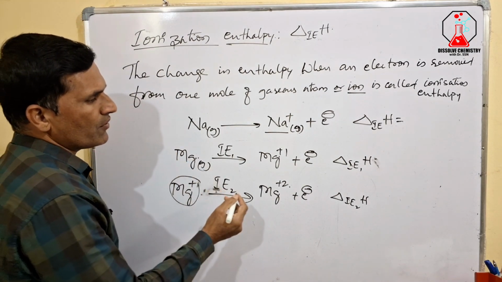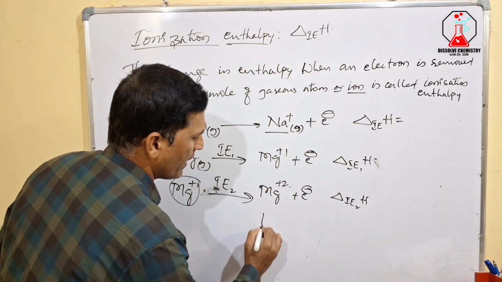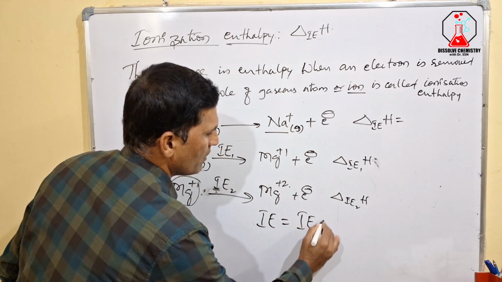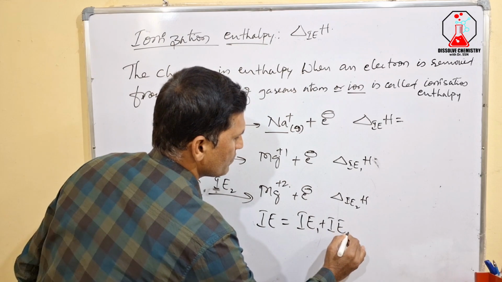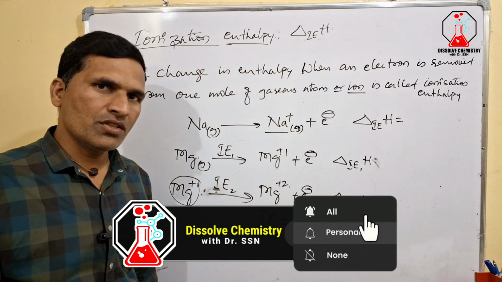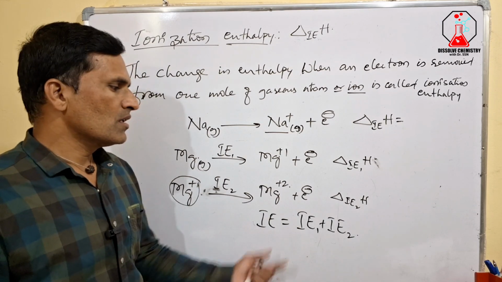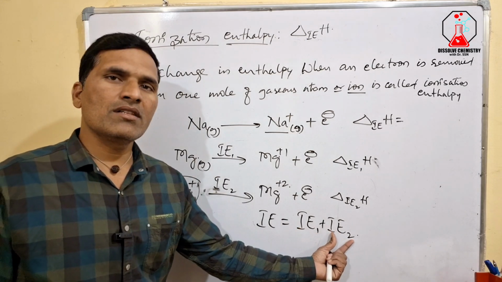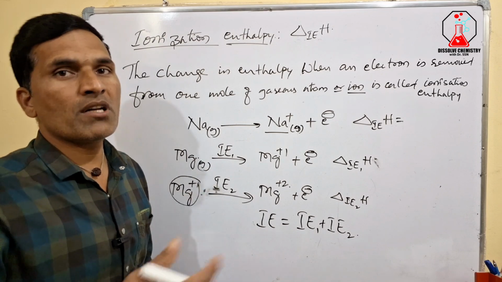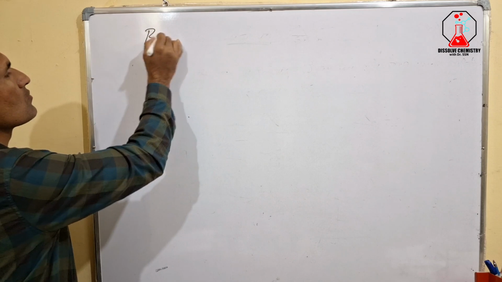Now overall, if you want to remove 2 electrons, we add them: total ionization enthalpy is equal to IE1 plus IE2. That is how we calculate ionization enthalpy. Whenever 2 or more electrons are removed, the sum of all the ionization enthalpies is the total ionization enthalpy of removing that number of electrons. That is all about ionization enthalpy.